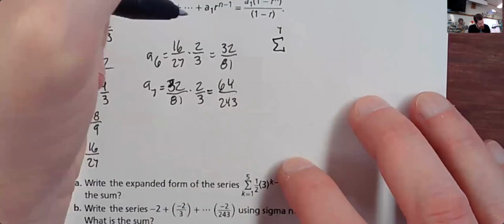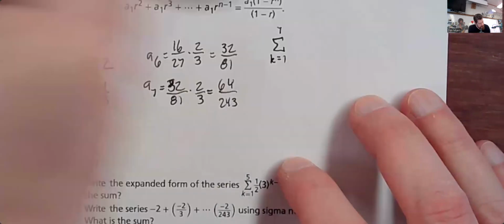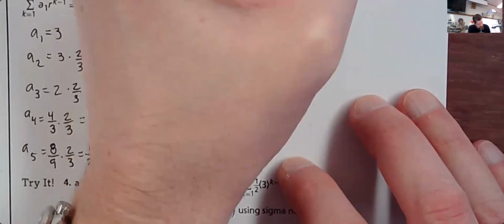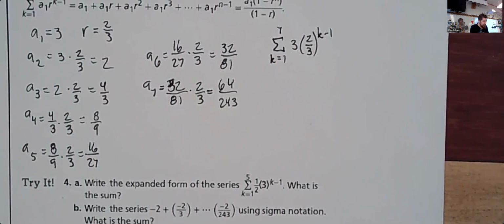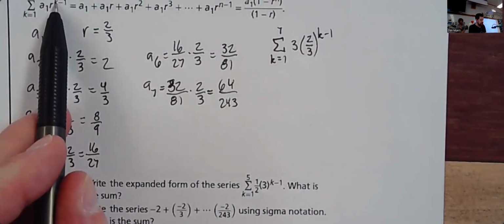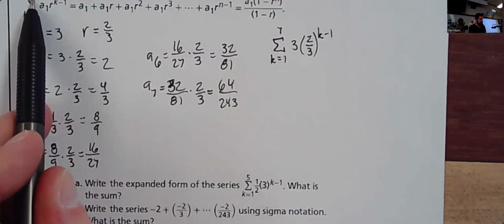7 over the sigma with k equals 1 with the first term of 3, common ratio of 2/3 to the k minus 1. K basically represents n in this situation. No, it doesn't. K does not equal n. Well, I guess it kind of does in this situation. So k minus 1, that's our value of n. That's the number we're going to plug in there.